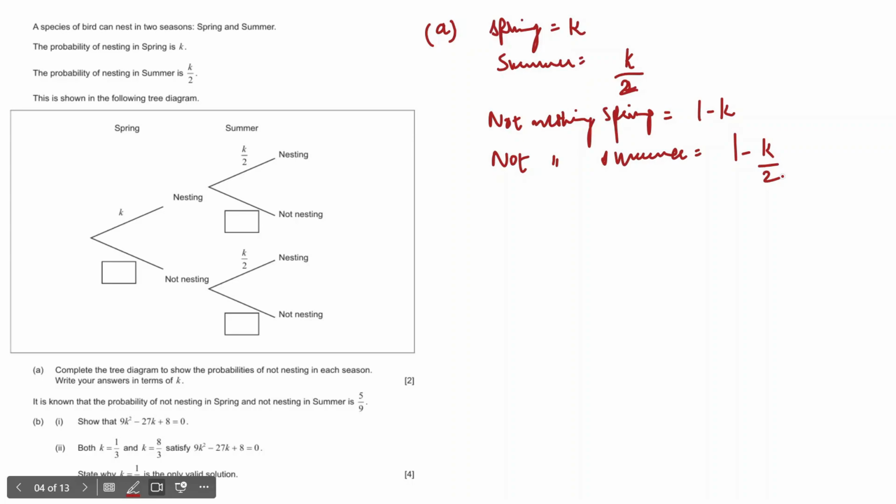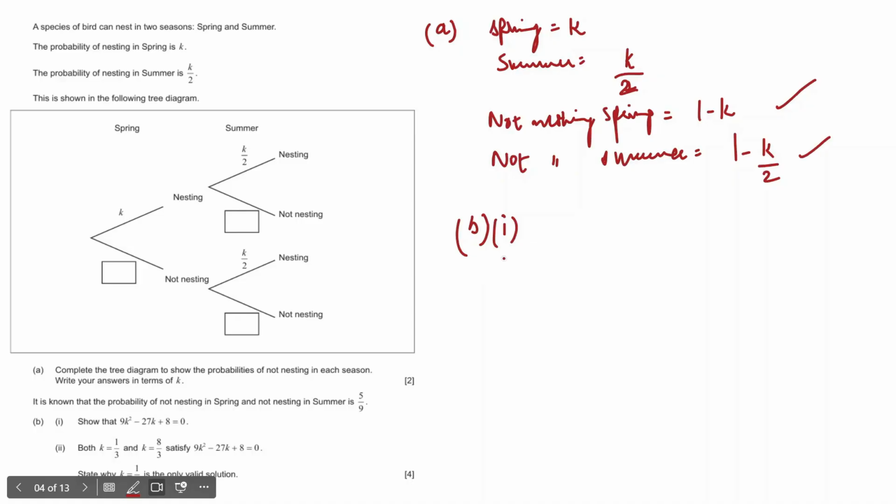Okay. So we can say that the missing probabilities are: spring not nesting is 1 minus K and summer not nesting is 1 minus K over 2. So you can complete the tree diagram by filling in these values. Okay, now let's go to part B. In part B, we have to show that 9K square minus 27K plus 8 equals 0.